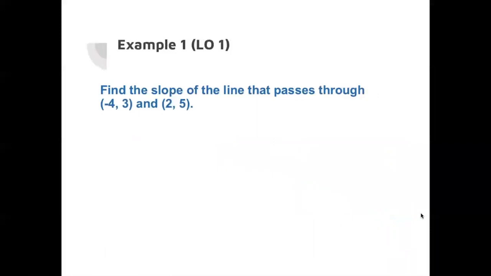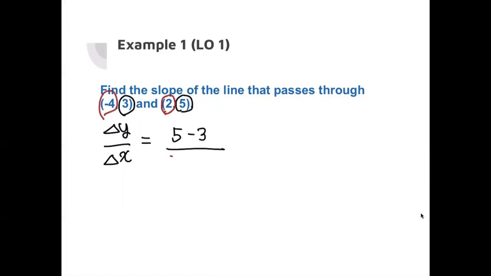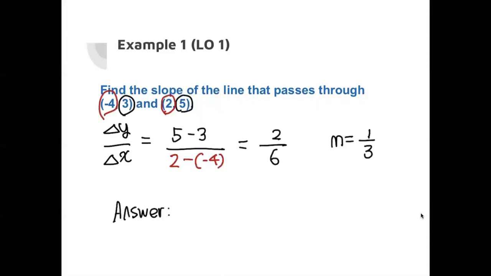Let's solve some example problems. This is more likely driven from pre-algebra, so this should be easy. Find the slope of a line that passes through (-4, 3) and (2, 5). Let's find change in y over change in x. These are the y coordinates, so we subtract 5 and 3. On the denominator, we have to find change in x, so we subtract 2 and -4. We find it's going to be 2 over 6. So the slope or the rate of change is 1 over 3. The answer for this question would be 1/3, because the question just tells you to find the slope, nothing else.